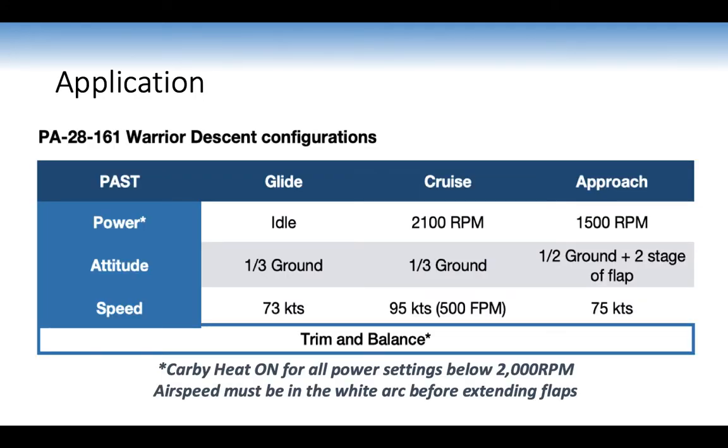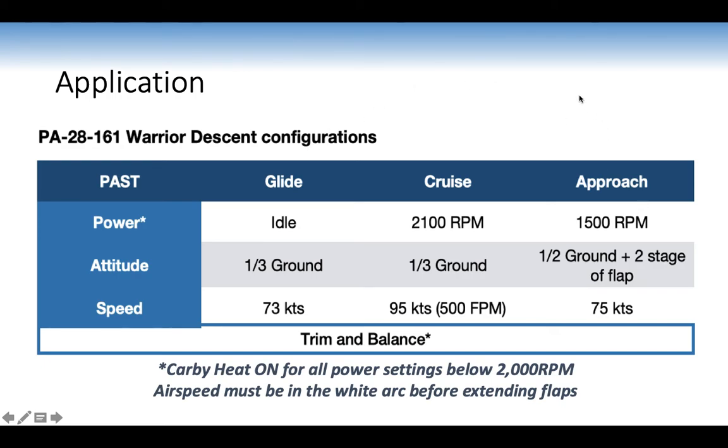So in terms of the 3 descents, we're looking at glide. Remember we use it to get the minimum drag speed, so you get the best range to glide the furthest. So power idle, attitude 1/3 ground, 2/3 sky, speed 73 knots, and you're trimmed and balanced. And make sure to apply that carb heat on for all power settings below 2000 RPM. So you're going to apply it for glide and for approach.